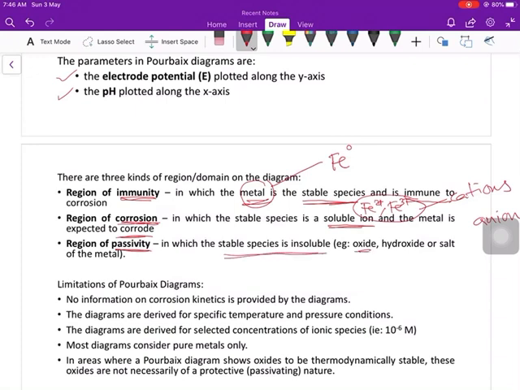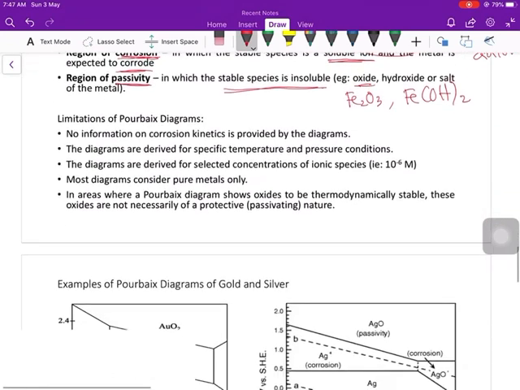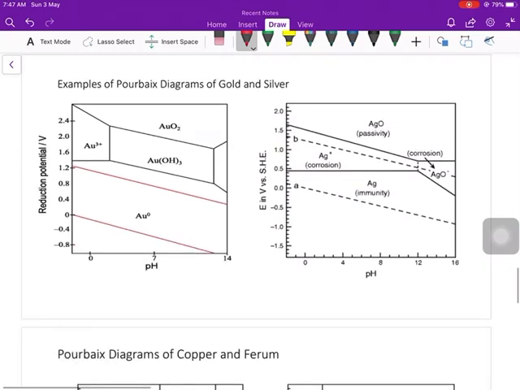The most stable species are the insoluble products, either oxide, for example ferrum oxide, or hydroxide. So you predict that area will form an oxide layer or hydroxide layer. So you assume it won't corrode because it is passive. So you look at this. This is some example of Pourbaix diagrams of different metals. Each metal has its own Pourbaix diagram.